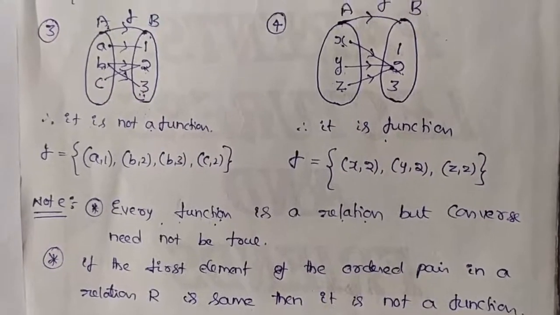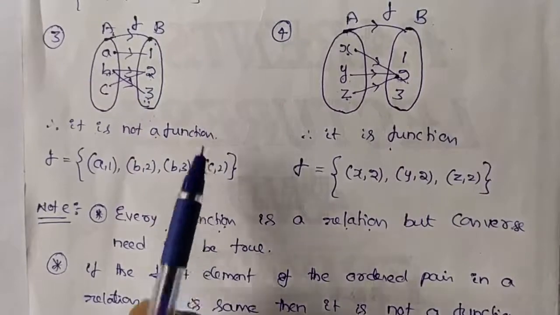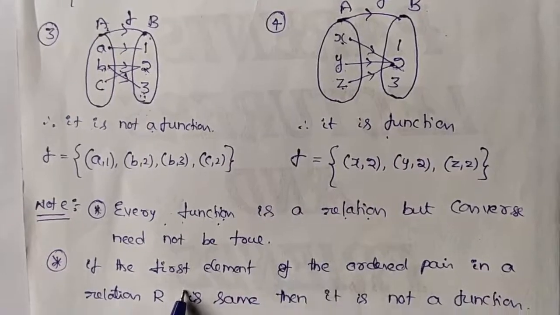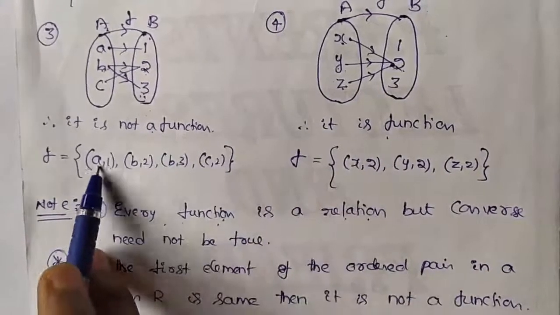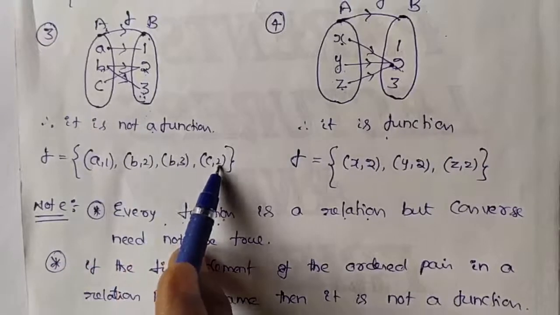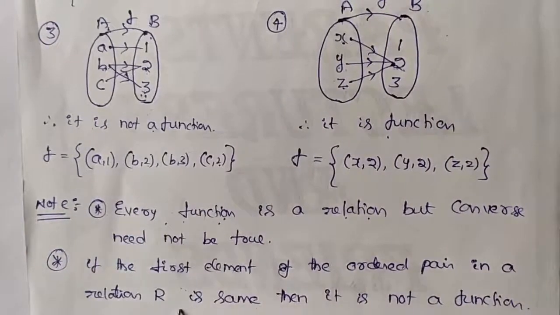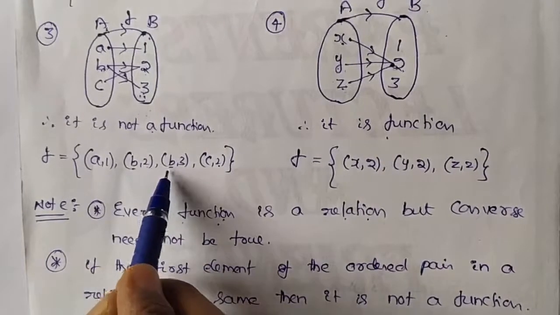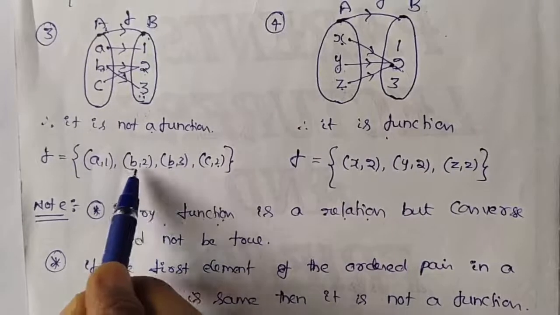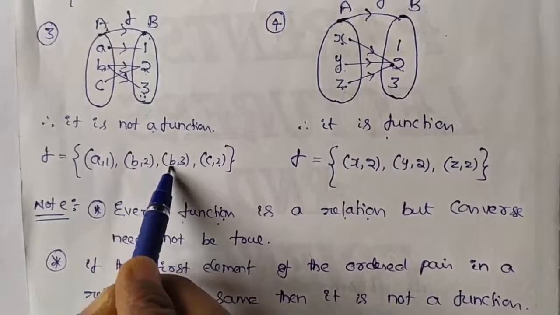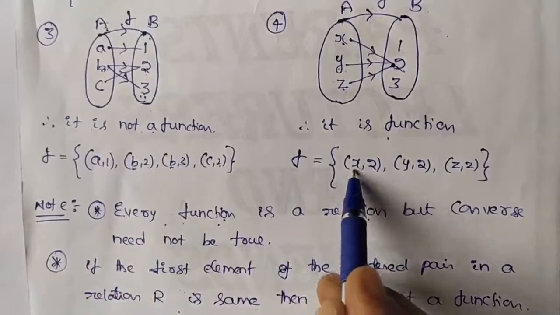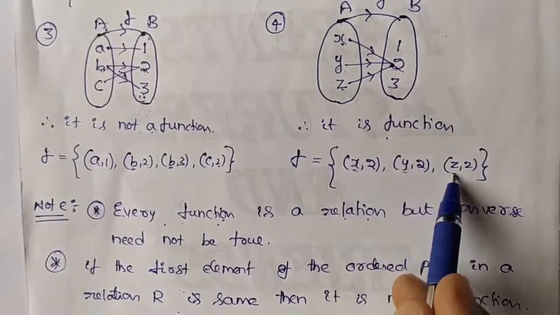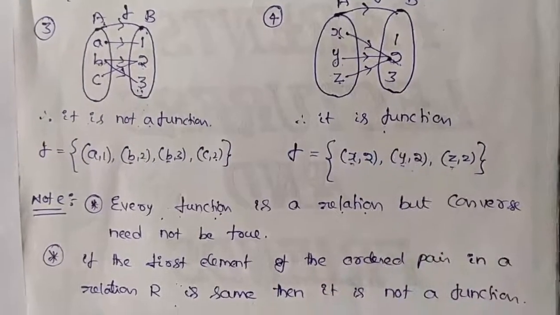Suppose, for example, let us consider the previous examples. You just tally this point along with these examples. Suppose (a,1), (b,2), (b,3), (c,2) is there. According to this note point, if the first element repeats, then we can say that it is not a function. Here b repeated, b and b are same, therefore it is not a function. Here the first elements x, y, z are not the same, therefore it is a function.